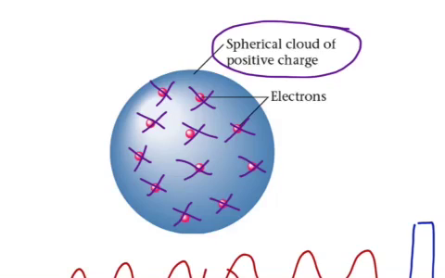In an effort to try to prove that Thomson was correct, there was a guy named Rutherford that came next in the advancement of the atomic model.